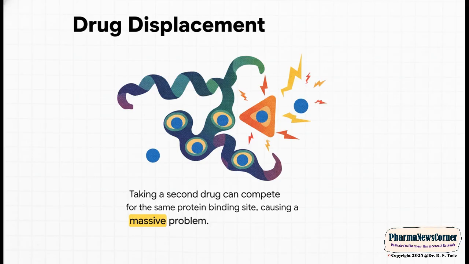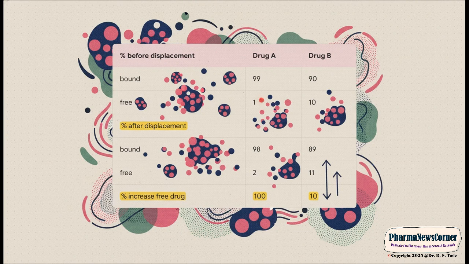Okay, but this is where it can get really, really sketchy. What happens if a patient takes a second drug that fights for the same parking spot on that plasma protein? This is called displacement, and for certain drugs, a tiny bit of displacement can cause a massive problem. So just look at these numbers for a second. Let's take drug B. It's 90% bound to protein, so 10% is free and active. If another drug kicks off just 1% of it, the free amount goes from 10% to 11%. That's a 10% increase. Not a huge deal.